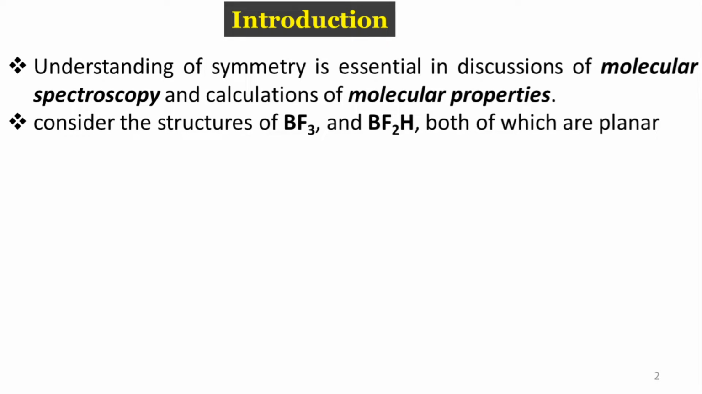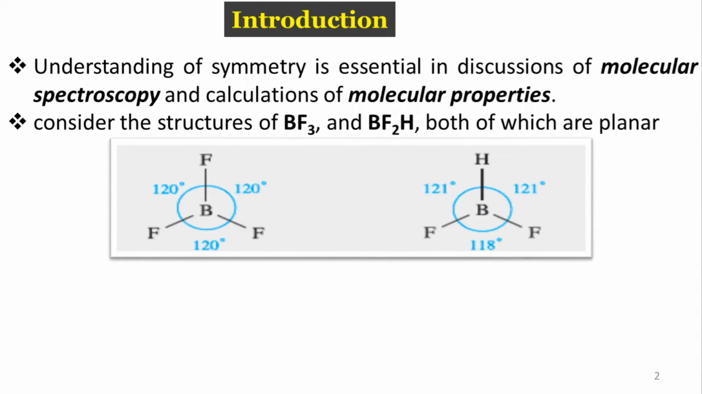So let's take the example of BF3 and BF2H. Which one is planar? Whether BF3 or BF2H? It can be shown here. Now look at this. Both the molecules are presented here. In the case of BF3, the bond angle between boron and each fluorine atom is 120 degrees, while in this case the bond angle is different.